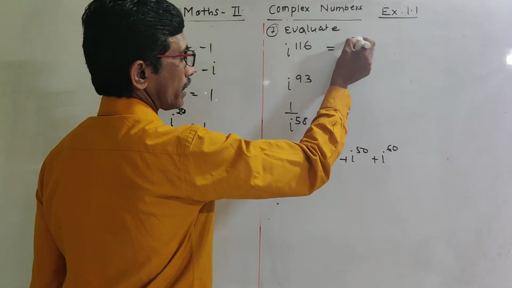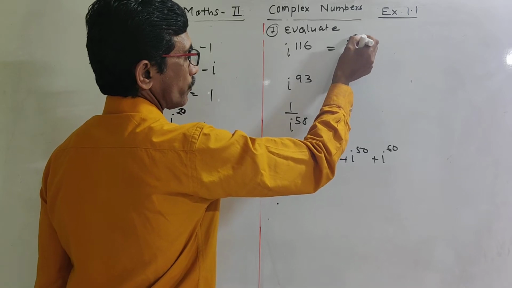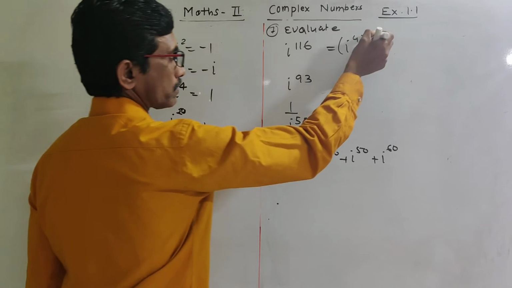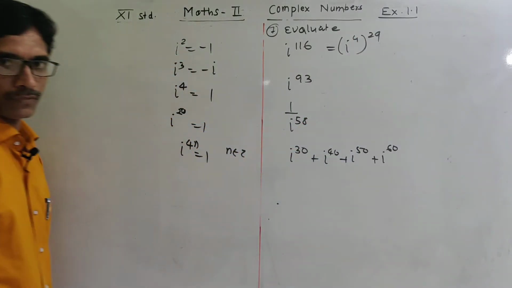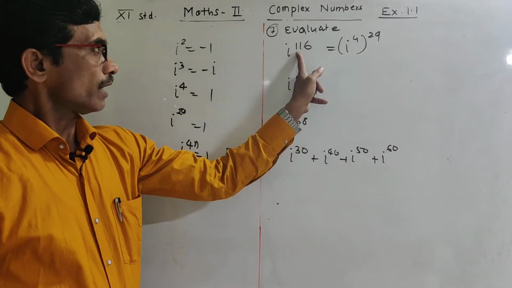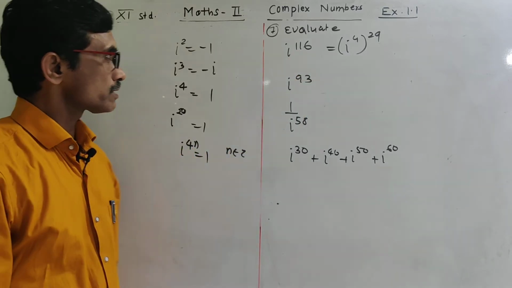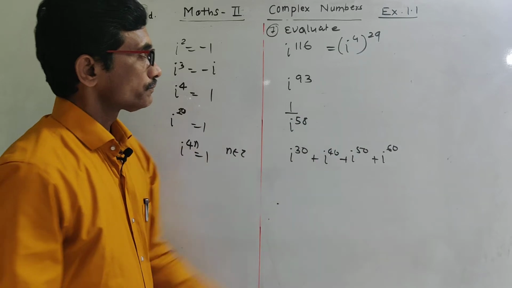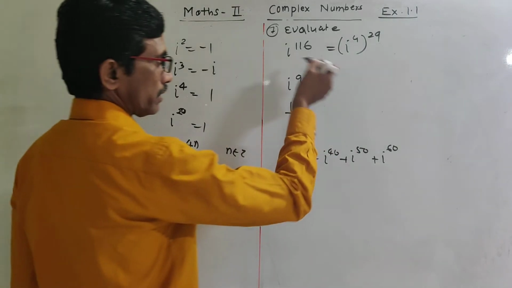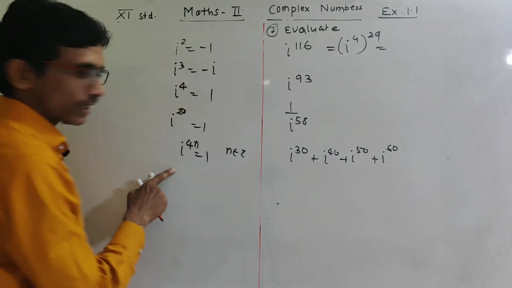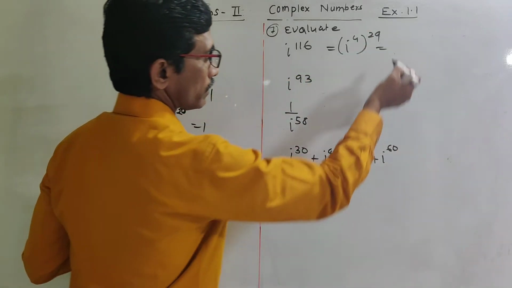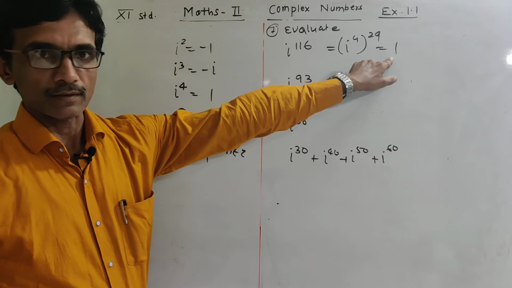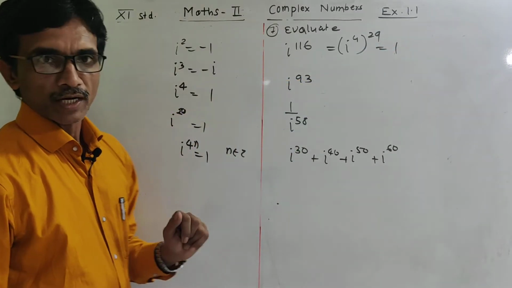So here i raised to power 116. 116 is 4 into 29, so this is i raised to power 4 and the whole raised to power 29. i raised to power 4 is 1, so 1 raised to power 29 is 1. So the value of this is 1.